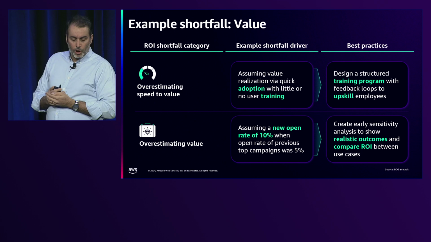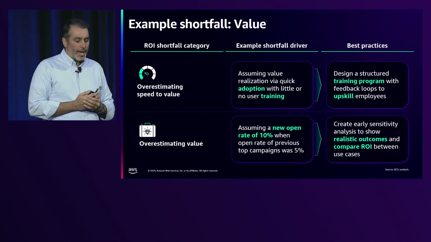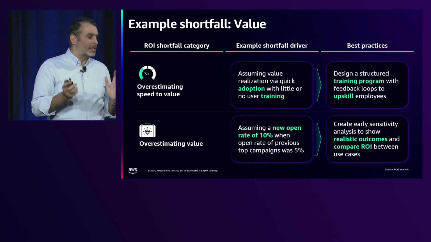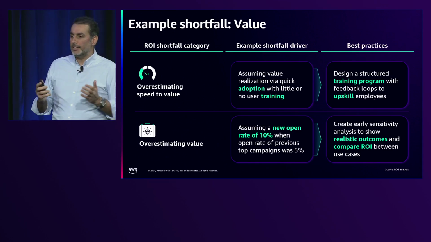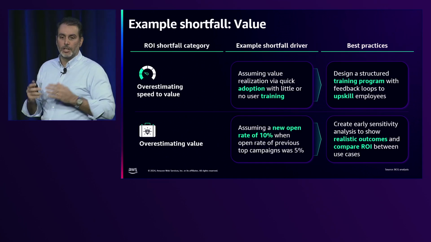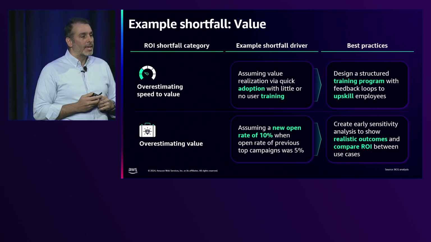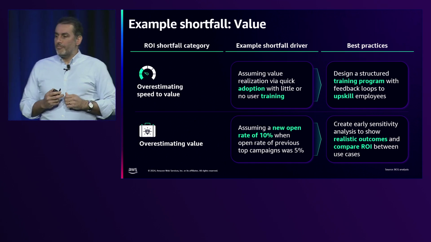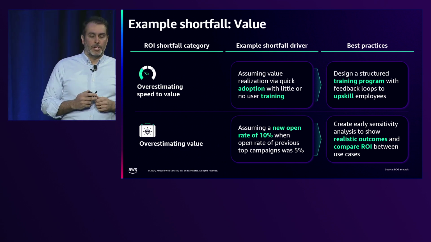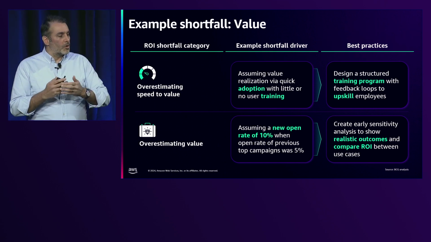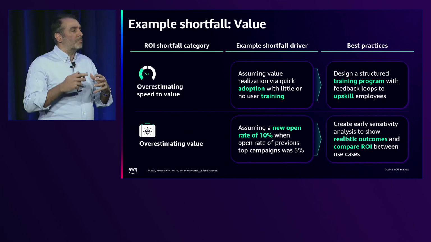The second aspect is overestimating value. And we see this for mainly two reasons. One is AI is just not perfect. It's still probabilistic. It's not 100% accurate. So it's important to keep that in mind and manage expectations. In fact, even humans are not 100% perfect, right? We see many business process functions where humans are operating, but there are QA, QC processes on top.